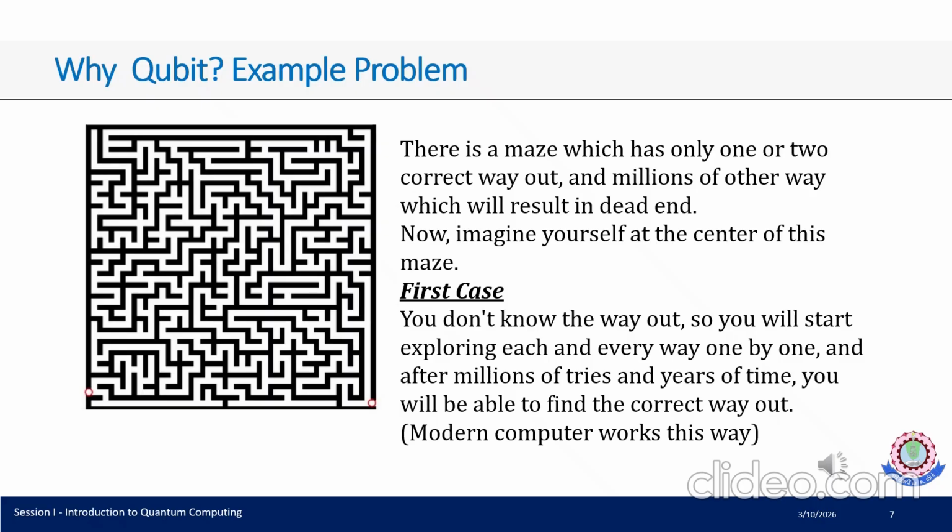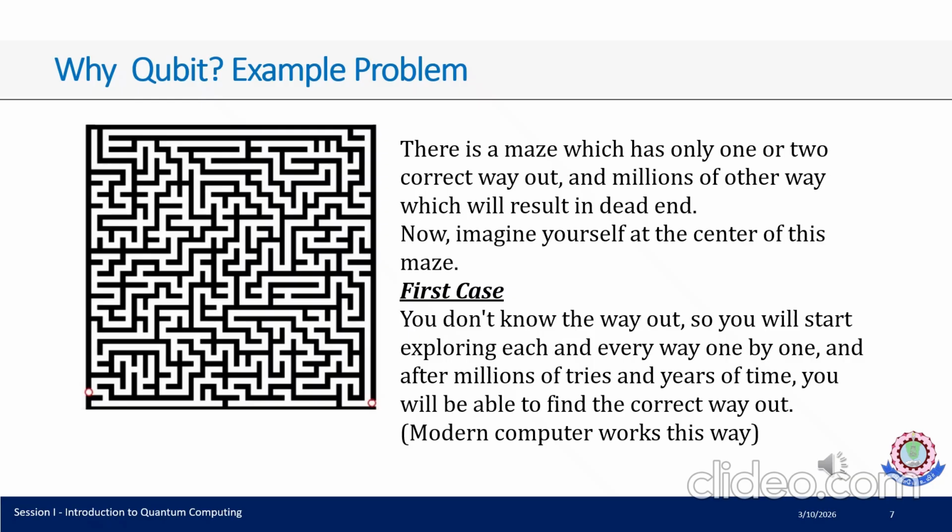So this is a maze which has only one or two correct ways out. This is an example problem. There are millions of other ways which result in a dead end. Now imagine yourself at the center of this maze. You have to find a way out to reach the destination or end point. In the first case, you do not know the way out. So you will start exploring each and every path one by one, and after millions of tries and years of time you will be able to find the correct way out.